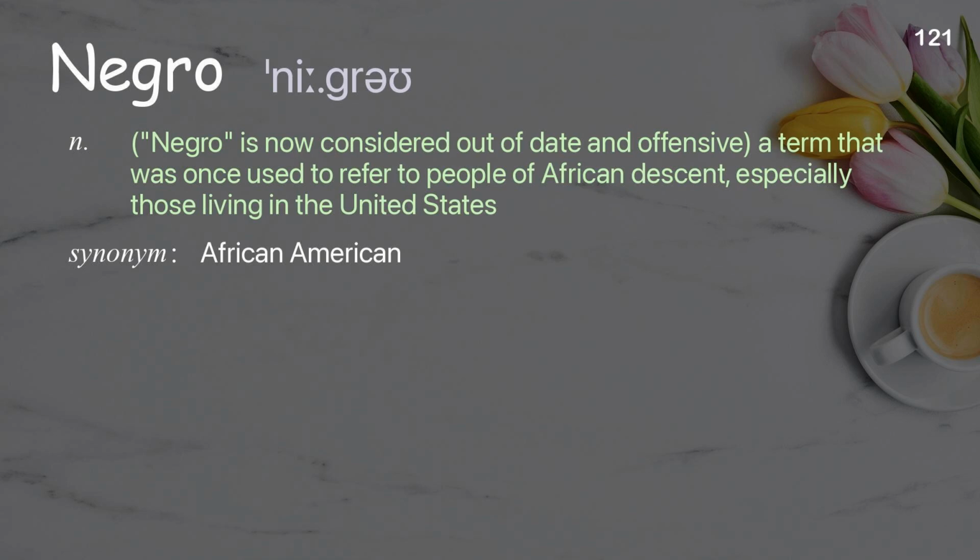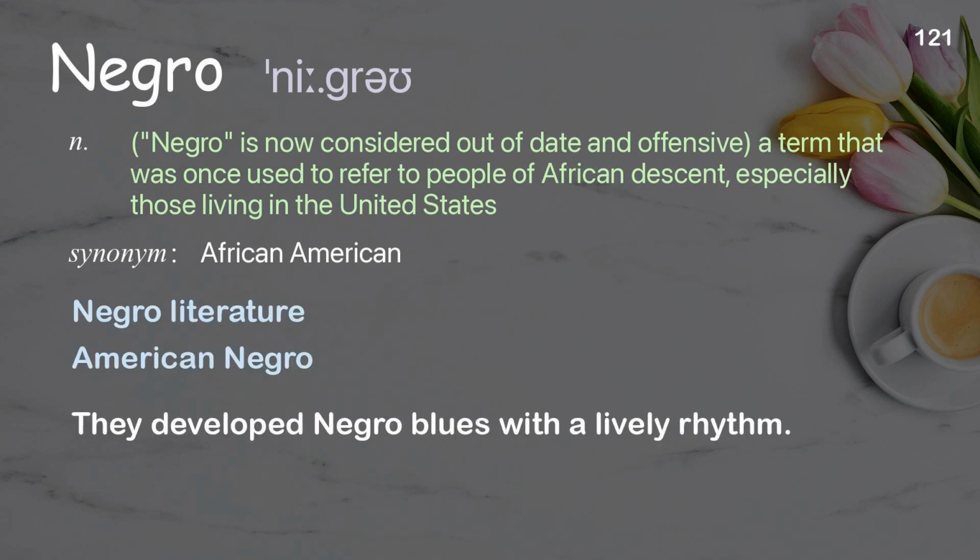Negro. Negro is now considered out of date and offensive, a term that was once used to refer to people of African descent, especially those living in the United States. Examples: Negro literature. American Negro. They developed Negro blues with a lively rhythm.